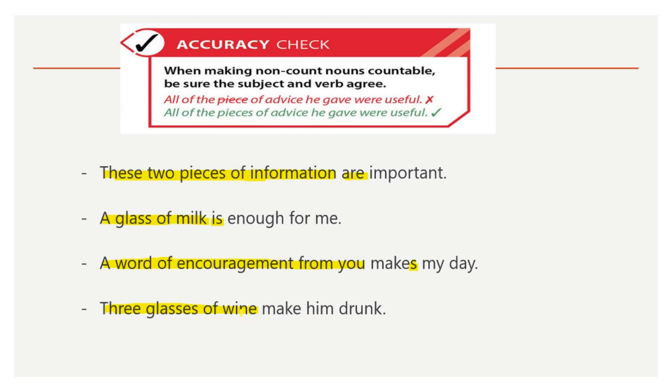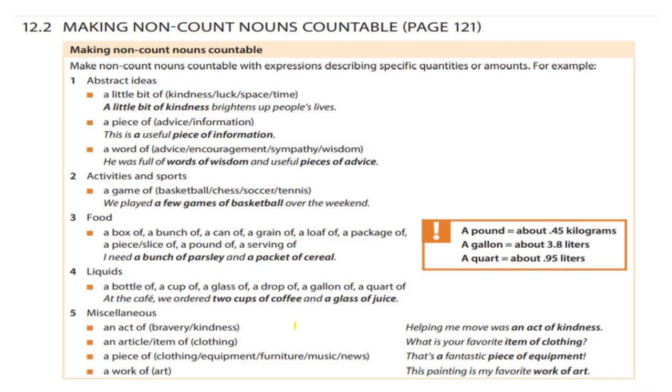And on page 121 in your book, you see a lot of expressions which describe specific quantities or amounts. You'll know which expressions to use with which uncountable noun. For example, for abstract ideas like kindness, luck, space, and time, you use a little bit of. You say a little bit of kindness, so kindness becomes countable. For the words advice and information, you can use a piece of. A piece of information, 2 pieces of information.